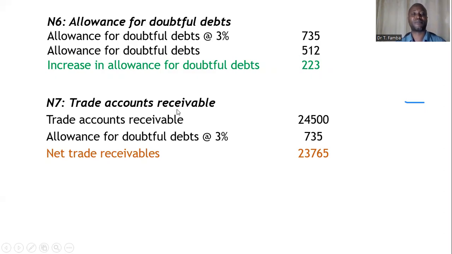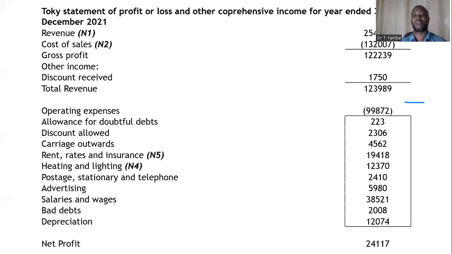Then trade accounts receivable. So we had this trade accounts receivable, and now we have the allowance for doubtful debt for 735. We are going to deduct this and remain with the net trade receivables, which is the figure that we now expect to collect after providing for those bad debts. So now this can be the solution.